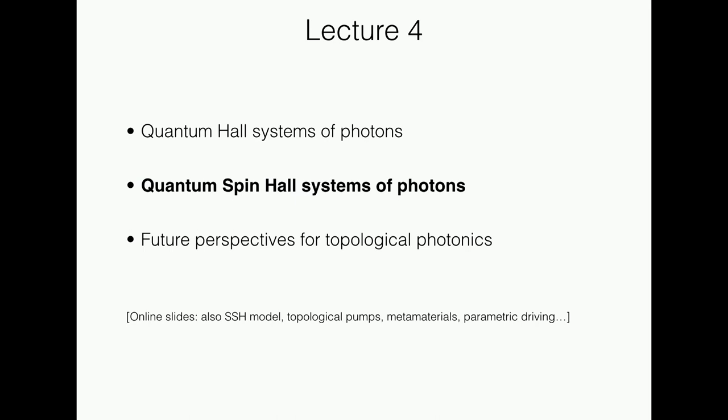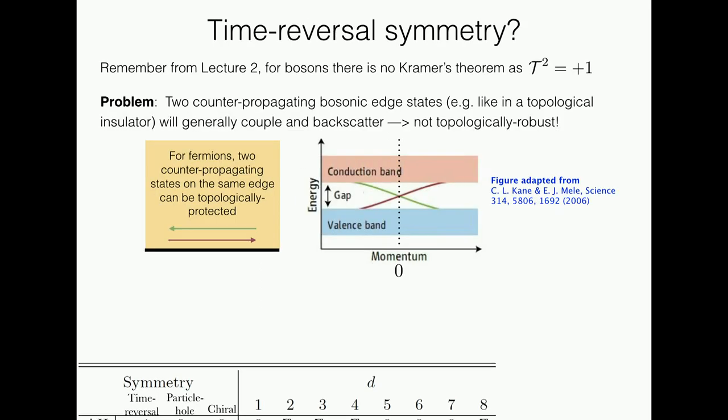But let's first talk about quantum spin Hall systems of photons. So this is another name, as I said, for topological insulators. I told you yesterday that topological insulators, quantum spin Hall systems where we have two edge states on an edge with one going in one direction and the other going in the other direction, is protected by time reversal symmetry. Time reversal symmetry for fermions.